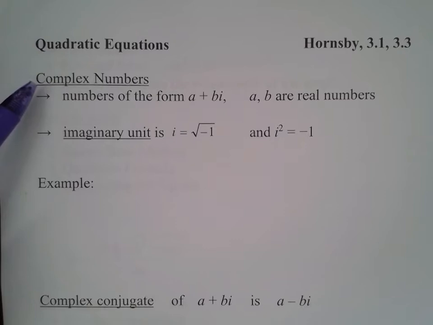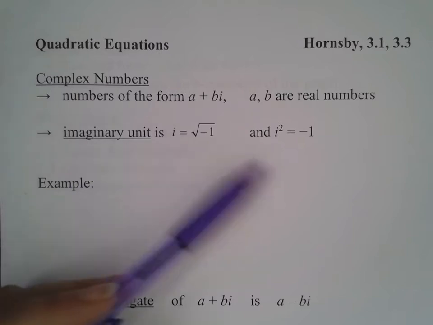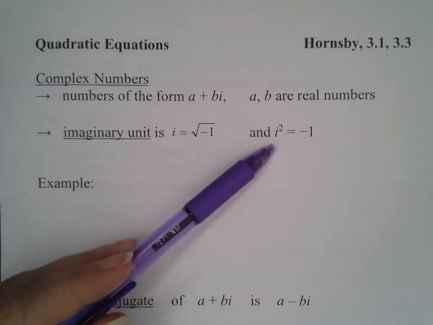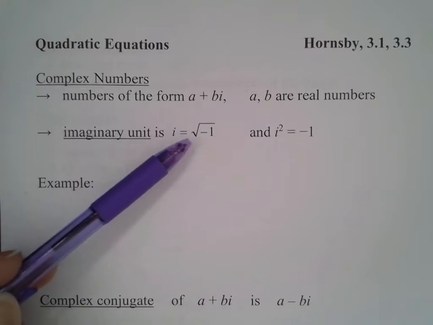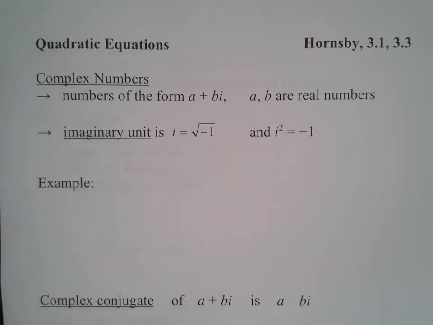Okay, complex numbers, these are numbers of the form a plus bi, where a and b are real numbers. The i there is called the imaginary unit. We use i to represent the square root of -1. If we do a lot of work with i, it may be important to know that i squared, if we squared both sides, the square root goes away, and so i squared is -1.